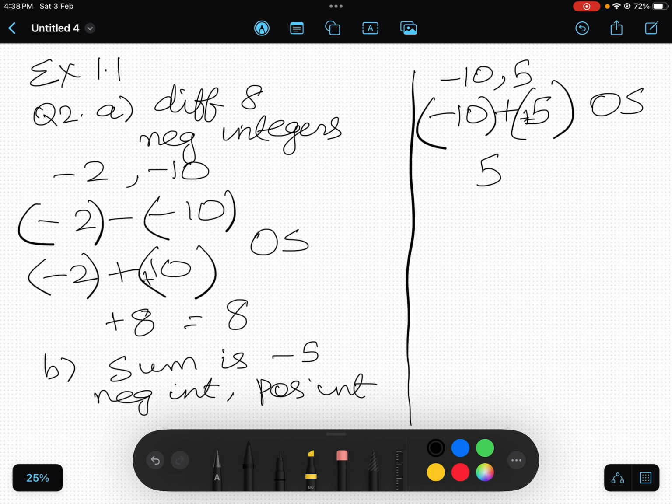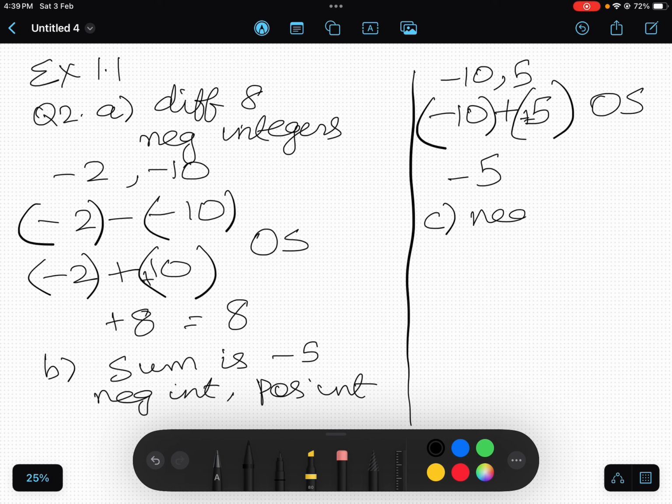And 10 is a bigger number with a minus sign. So the answer will be minus 5. So that's what they needed. Sum should be minus 5 and a negative integer and a positive integer. So that completes the problem. The third one is write a negative integer and a positive integer whose difference is minus 3.